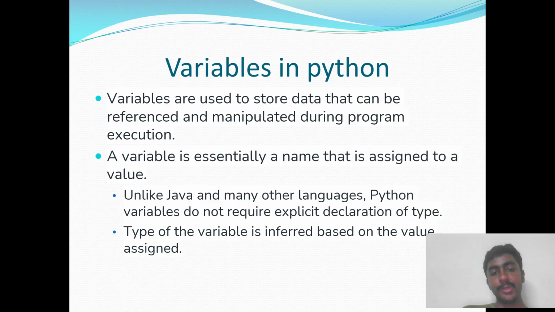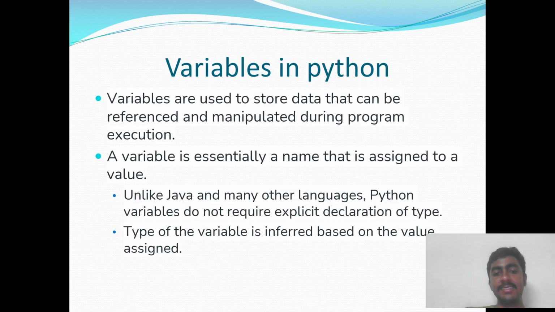Suppose your age is 19. Instead of writing 19 everywhere, we write age equal to 19. Here, age is the variable, equal to is the assignment operator, 19 is the value. So now, whenever Python sees age, it automatically understands that it represents 19.